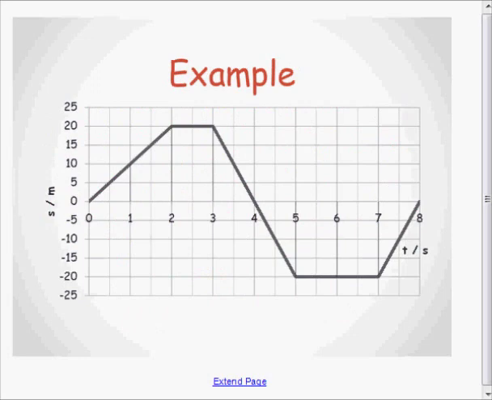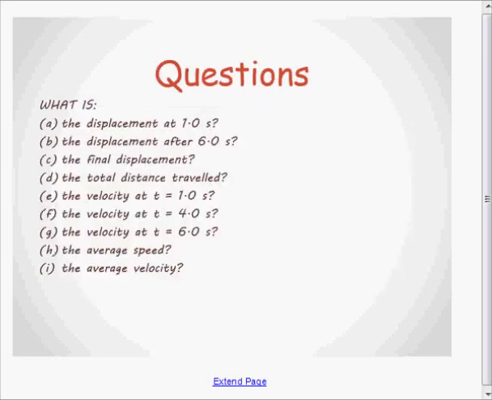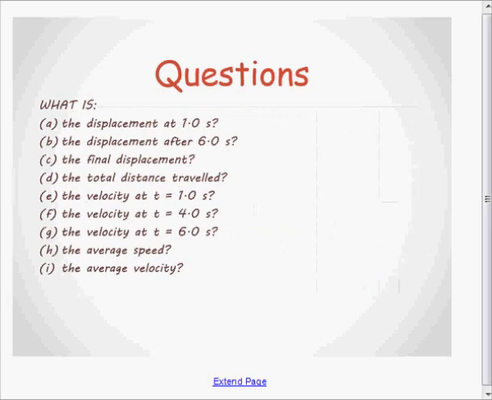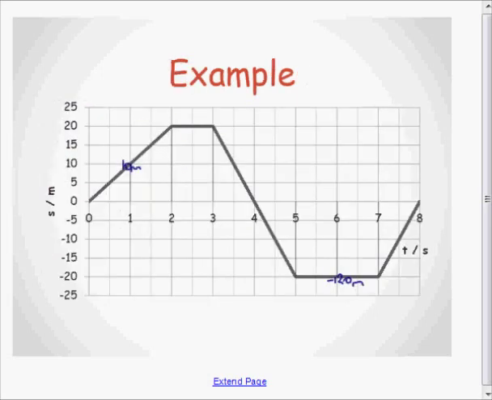Now, here we have an example. So let's just flick to the question. First one, what's the displacement at 1 and after 6 seconds? So at 1 second, the displacement is 10 meters. What's the displacement at 6? It is essentially negative 20 meters. What's the final displacement? Where do we end up? We end up back at 0.